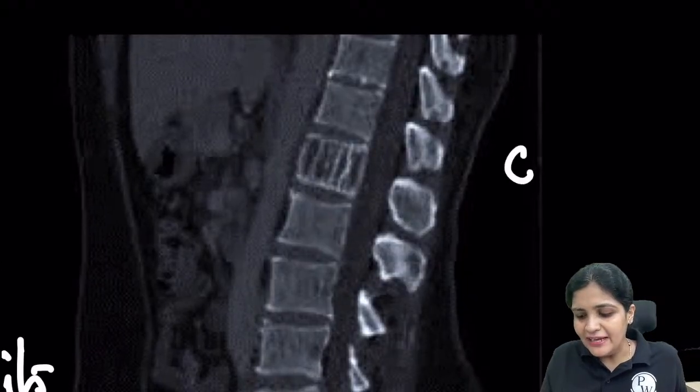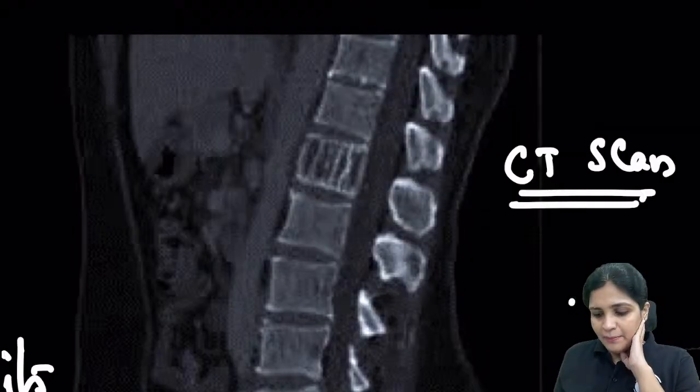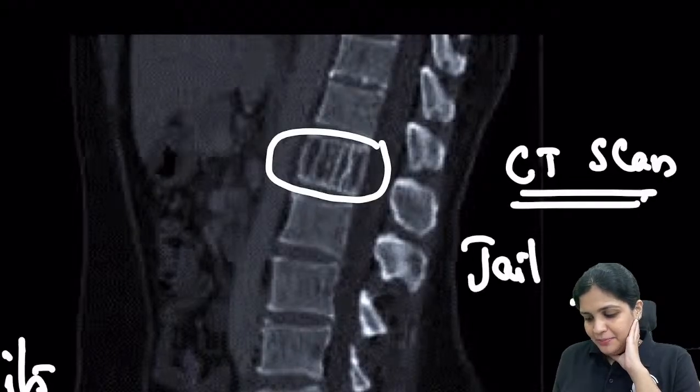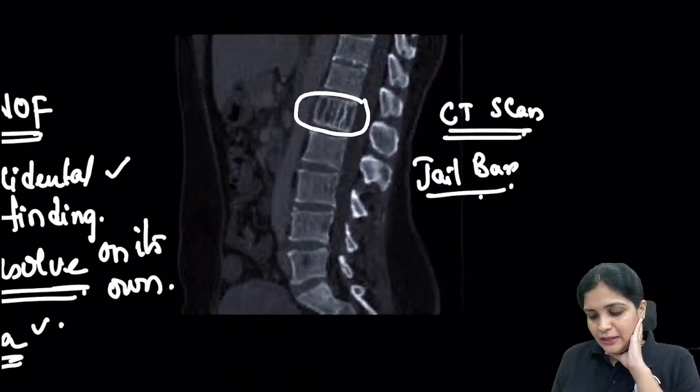And then what is this? If you can identify again, this is a CT scan of the vertebrae. And what can you see on the CT scan of the vertebrae? In one particular vertebra? Jail bar appearance. Yes, it is the jail bar appearance. Seen it? What condition?